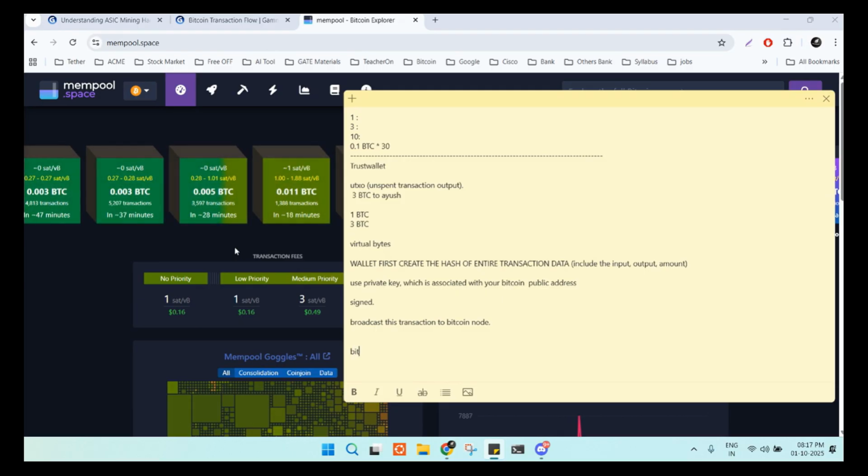The first thing you should know is that Bitcoin nodes can also be of two types. It could be a simple one, in which only outbound connections are there, or it could also contain inbound connections as well.